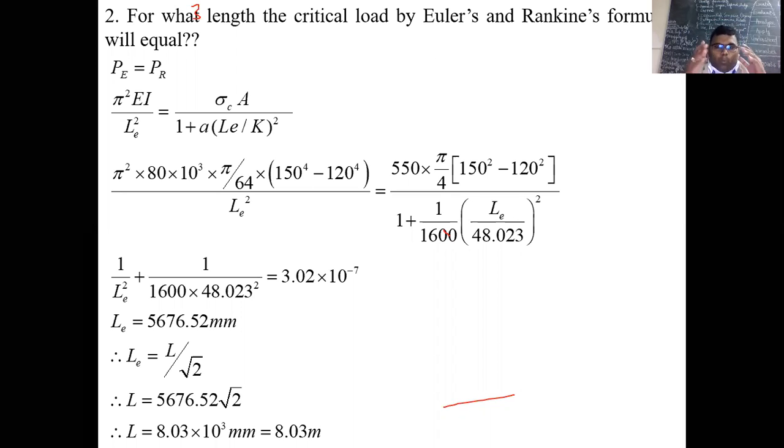Okay, so this is one numerical, and this is important from your exam point of view. You just need to remember all the respective formulas of Euler and Rankine. In Euler's formula you have to remember the end conditions and how the effective length of the column varies with the critical length of the column. If you know the relation between them, you are able to solve this numerical, and it's very easy. It's not a big deal.